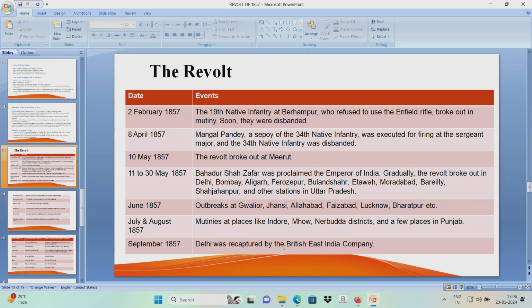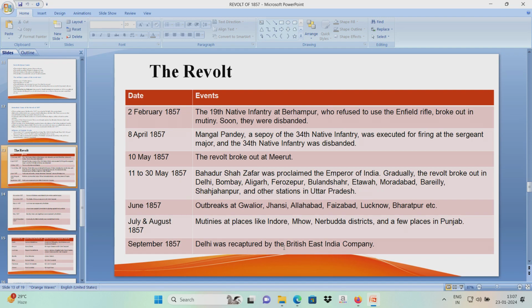In February 1857, the 19th Native Infantry at Baharampur, in West Bengal, refused to use the newly imported Enfield rifle and mutinied, and was dissolved. Mangal Pandey, a young sepoy in the 34th Native Infantry, went a step further and shot his unit's sergeant major at Barrackpore. This also had a fiery impact on the British army. On April 8, he was overcome and hanged, and his unit was dissolved in May.